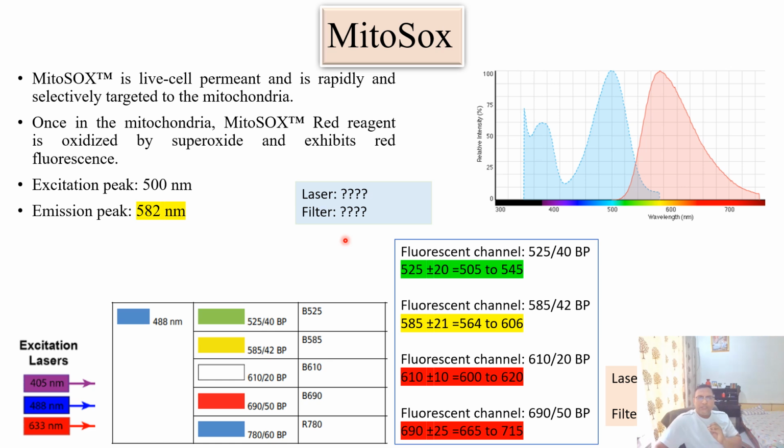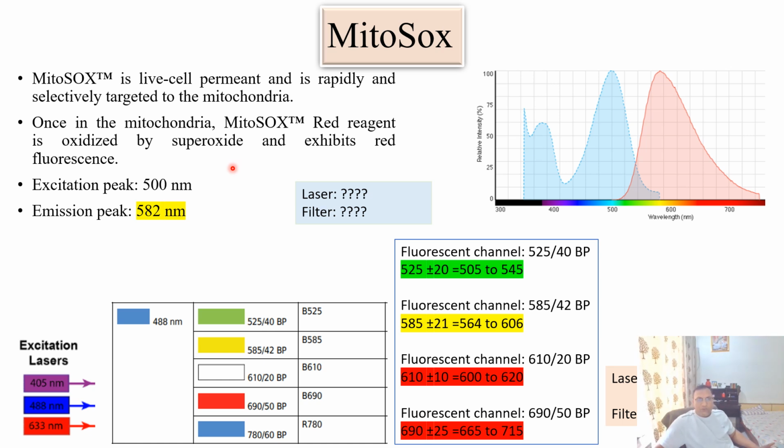Suppose we select one fluorophore called MitoSOX. The word is made from mito and SOX. Mito means mitochondria, and SOX means superoxide. When this fluorophore is incubated with the cell, here a sperm cell, it penetrates the mitochondria.